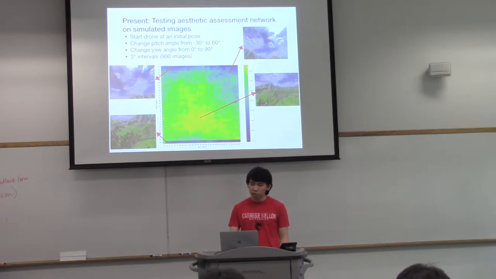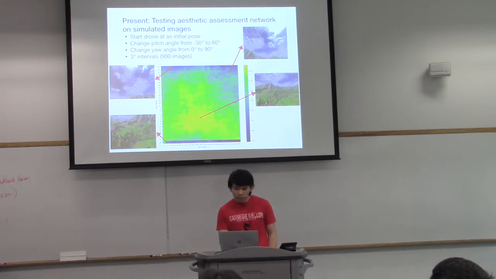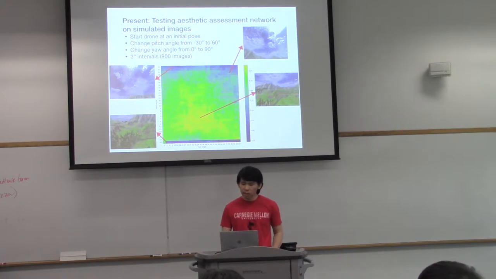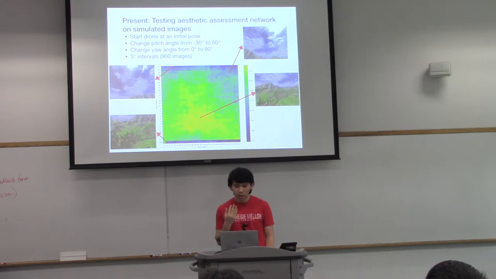And then for each row, it's basically to rotate the drone right by 3 degrees per interval. And then you can see the high score. The yellow color has a higher score. That's in the middle-ish, and the pitch angle is around zero, so that's like a third of the sky mostly, which is pretty intuitive to humans.